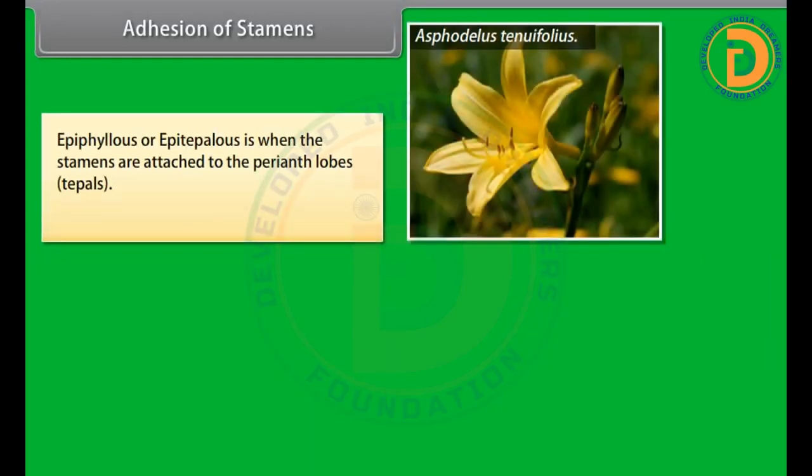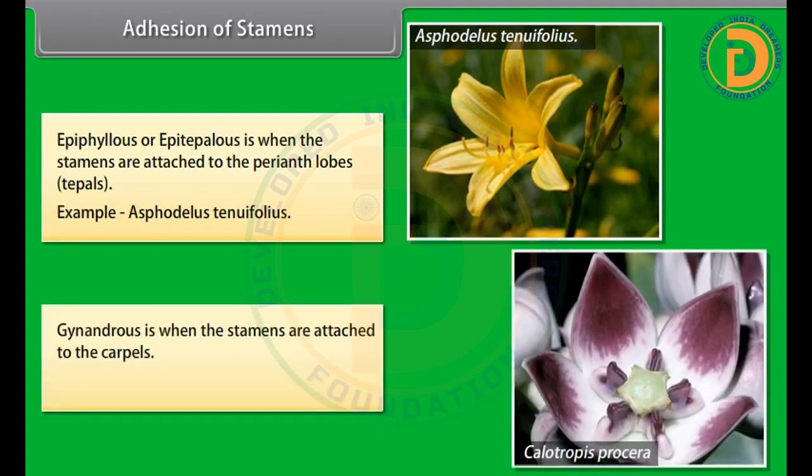Epiphyllous or epitepalous is when the stamens are attached to the perianth lobes, tepals. Example, Asphodelus tenuifolius. Gynandrous is when the stamens are attached to the carpels. Example, Calotropis procera. Attachment of anther to the filament.